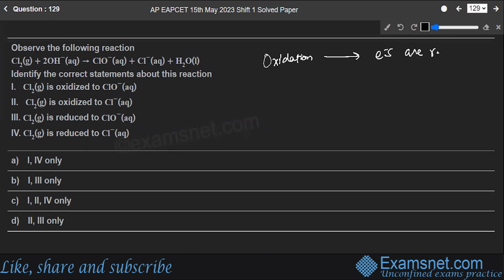Oxidation is when electrons are removed or oxygen is added. And reduction is the opposite of it: when electrons are added or oxygen is removed. So first one, chlorine gas is oxidized to this.